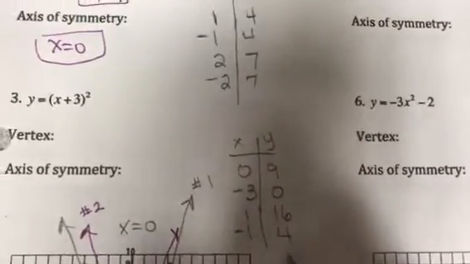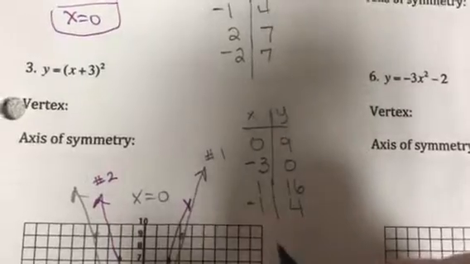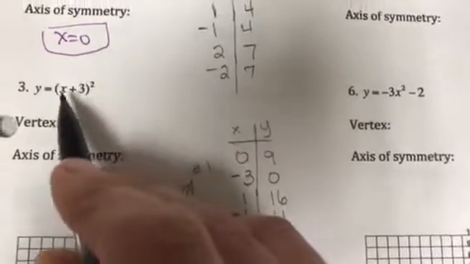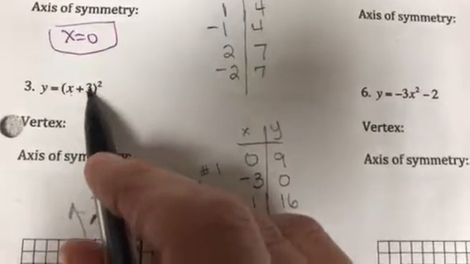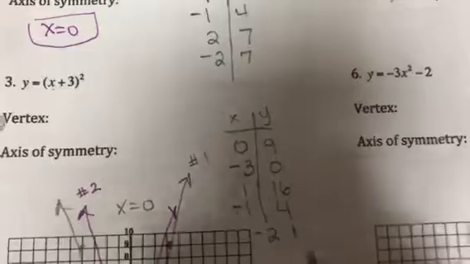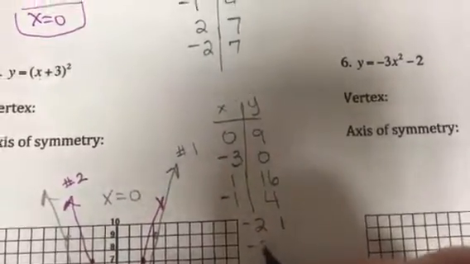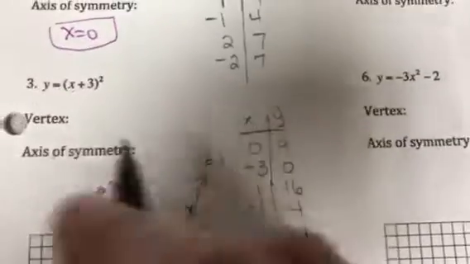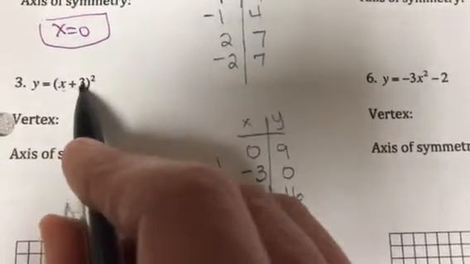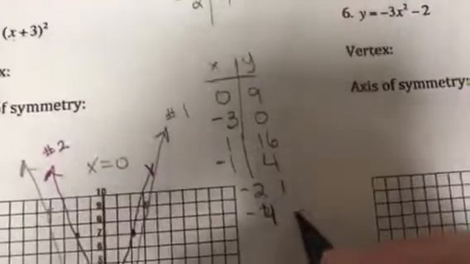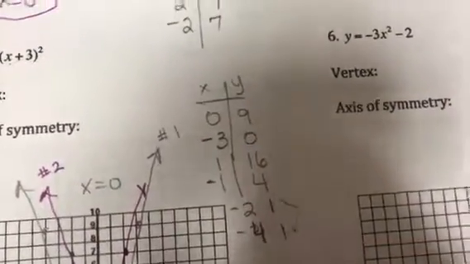Okay, so far I'm like, oh, I am not seeing much. So I'm going to keep working on this. I'm going to plug in negative 2. Negative 2 plus 3 is what? 1. 1 squared is 1. And then let's plug in negative, we already plugged in negative 3. Let's plug in negative 4. Negative 4 plus 3 is negative 1. Negative 1 squared is 1. Okay, so finally, I have something that repeats right there.